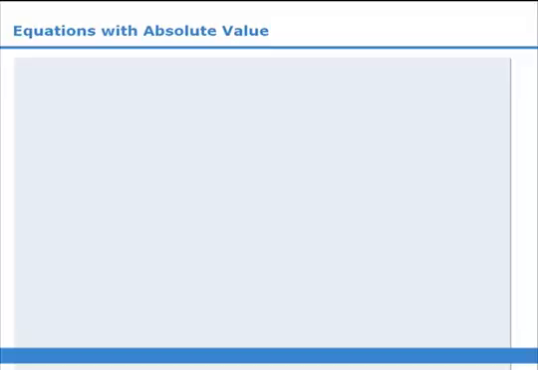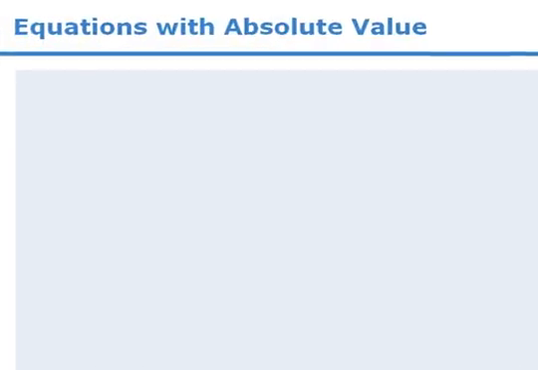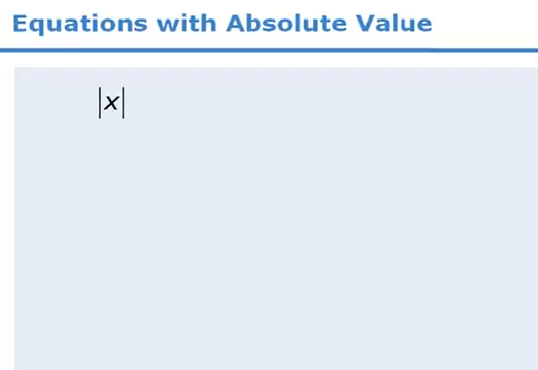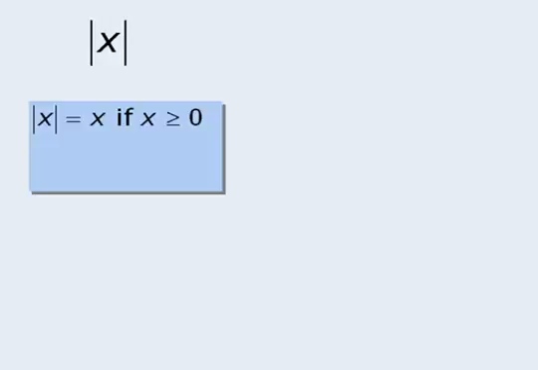In this lesson, we will learn how to solve equations involving absolute values. Now, the absolute value of a number, say x, is expressed using this notation, and it can be defined in more than one way. One way is to say that the absolute value of x is equal to x if x is greater than or equal to 0, and the absolute value of x is equal to negative x if x is less than 0.